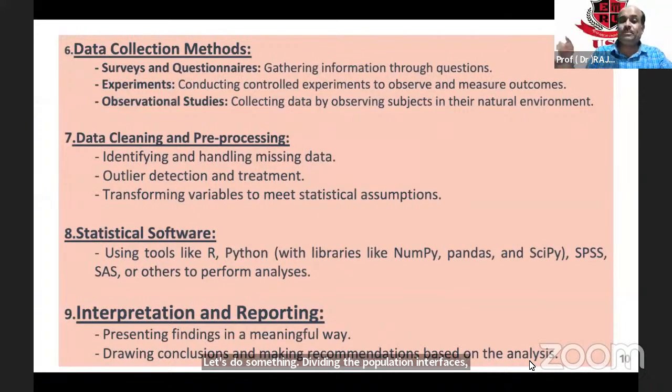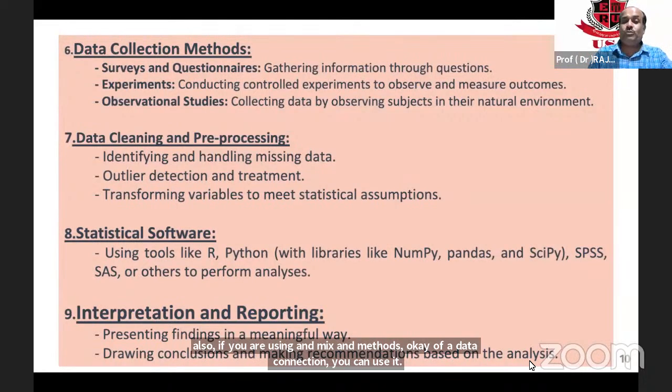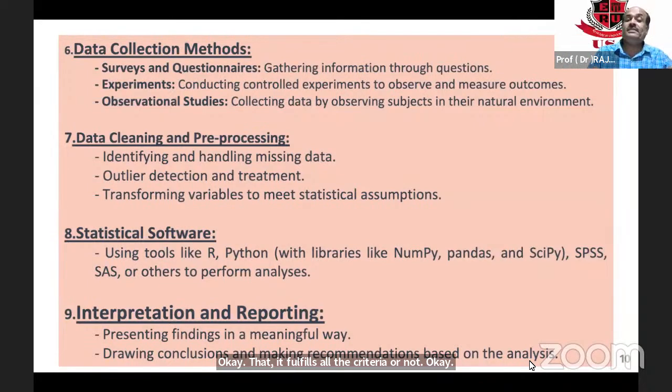Next are the data collection methods, using different methods like surveys, experiments, questionnaires, observational studies. Otherwise, you can also use mixed methods of data collection. Data cleaning and pre-processing: you have to clean the data and check whether it fulfills all the criteria or not. If any outliers are there, you have to check whether they are really there or not. And then we have to transform the variables. Next, you can use software like R, Python, SPSS, SAS, especially SPSS.